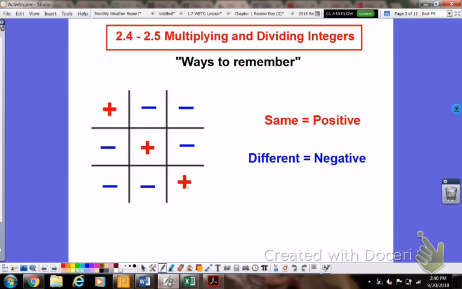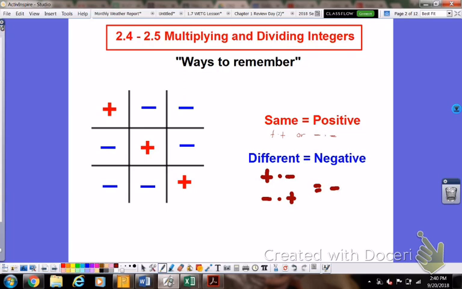Now these are the same rules for division. So I know I said times for multiplication, but same rules for division. And over here, if your signs are the same, so positive times positive or negative times negative, we get a positive solution. If our signs are different, so positive times negative or negative times positive, we get a negative.